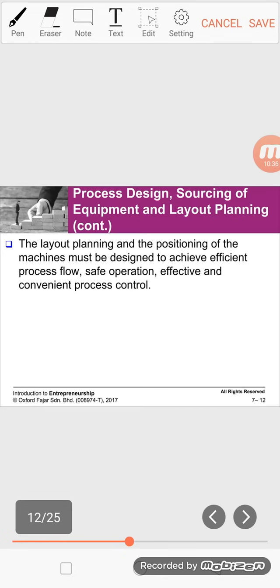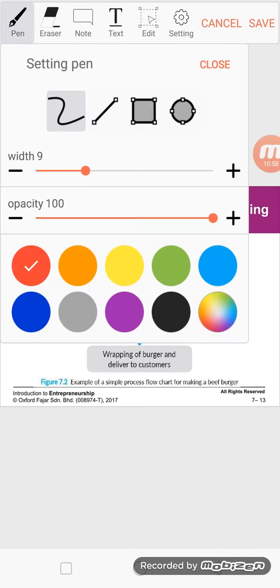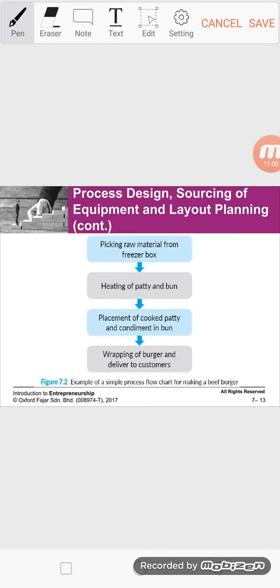Okay. So the layout planning and the positioning of the machines must be designed to achieve efficient process flow, safe operation, effective and convenient process control. So this is when you are in the production punya line lah. Okay, so let's see this. Alright. Let's try yellow. Okay. So this is for a production of making a beef burger. So we can see here. Ni dia punya flow chart dia.